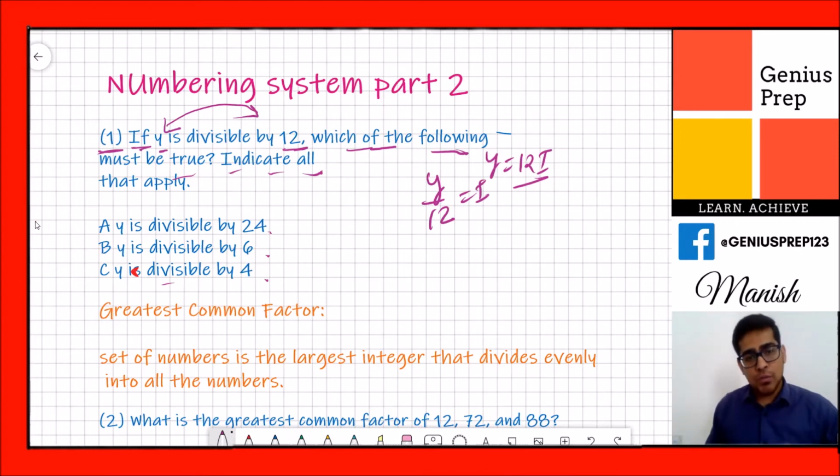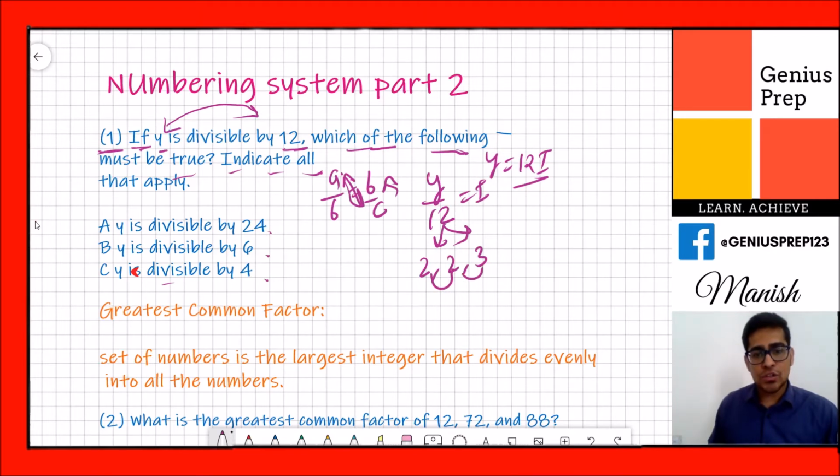I hope you remember in my previous video I told you when b is a factor of a and c is a factor of b, then c will be a factor of a also. So we will be using the same concept over here. If y is divisible by 12, we need to factorize 12. It will come 2 cross 2 cross 3. So it can be 2, it can be 4, it can be 6. We just need to compare this with the options.